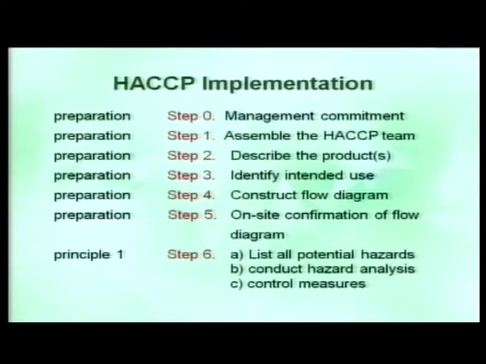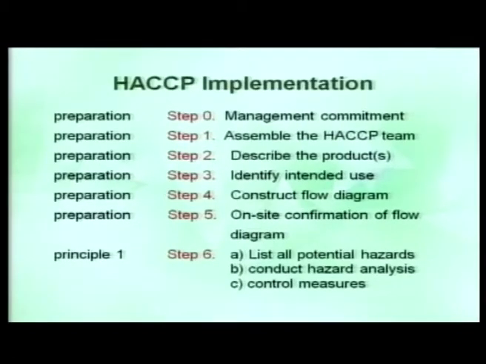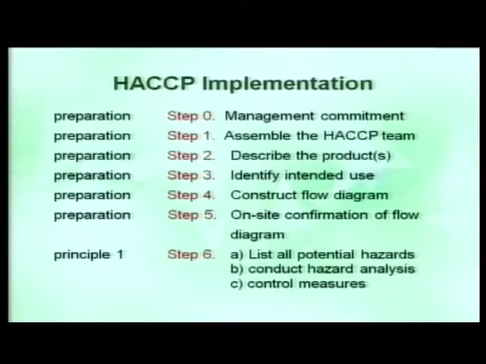Step 2 refers to the description of the product. The product includes finished products, raw materials and any product contact material which comes in contact with the food products. Step 3 of the HACCP implementation is the identification of the intended use. When we say intended use, it means who is going to consume my product when I supply it. Certain specific conditions for certain categories of consumers need to be identified at this stage.